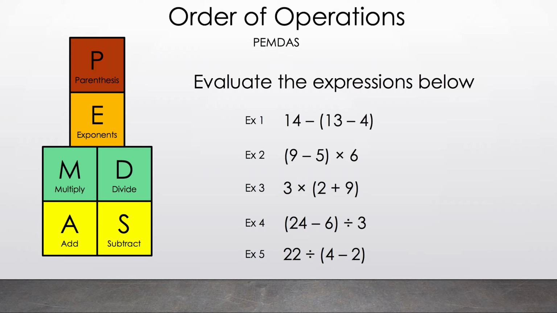When we see only multiplication and division, we're going to read it from left to right, as well as if we only see addition and subtraction, we're going to read it from left to right. So let's go ahead and take a look at the first example.